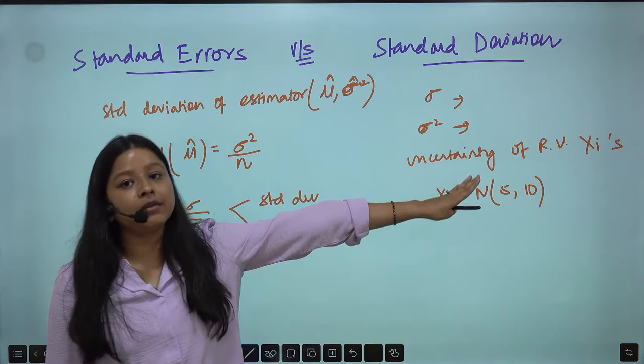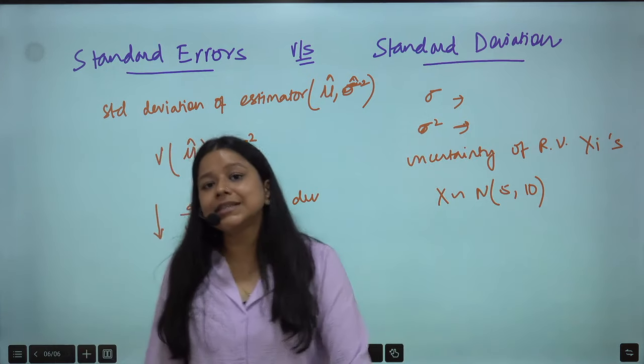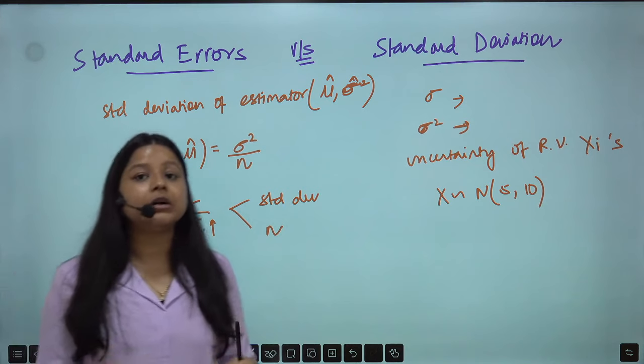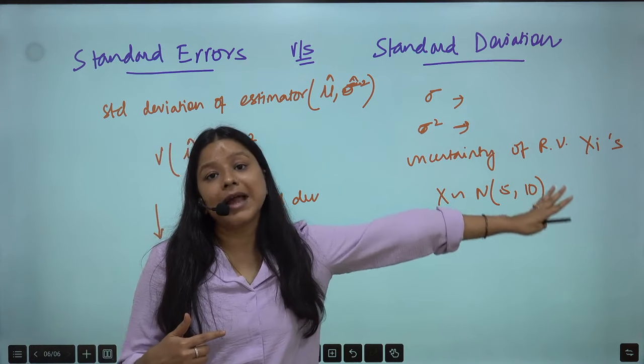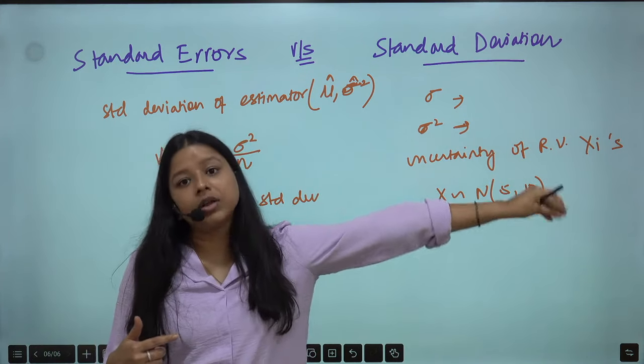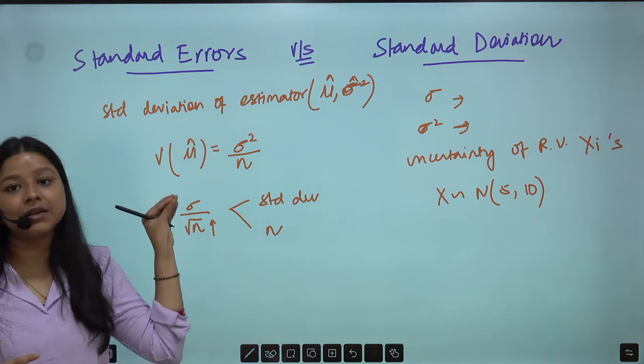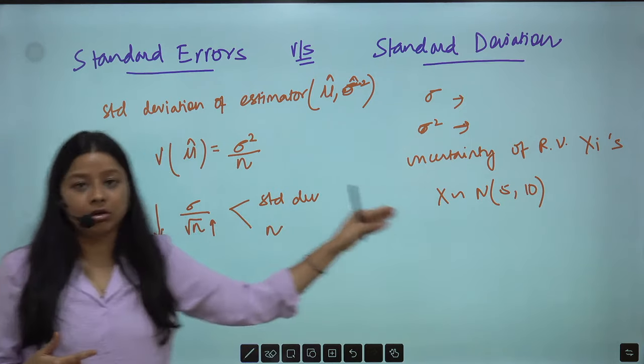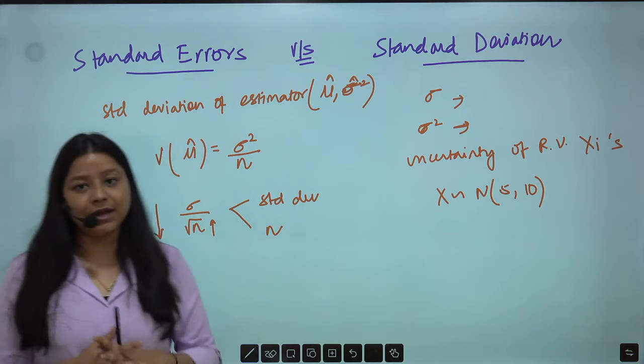Standard deviation, however, will not change if your sample size changes. This is nothing but the uncertainty in the random numbers, X's, or the data which is given. This is the standard deviation of the estimator. This is something which we already derived and have shown you.